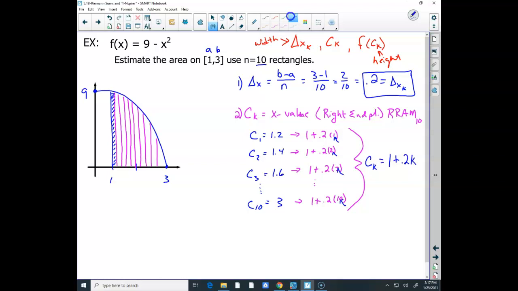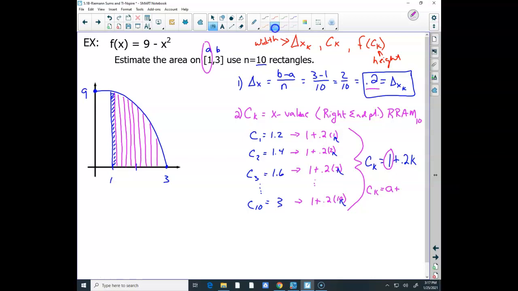So these c sub k values are actually pretty easy to come up with when I think of it as a right endpoint each time, because c sub k is always going to be pulled. Well, where did that 1 come from? Well, if I think about it, that 1 was my a value, plus, where did 0.2 come from?